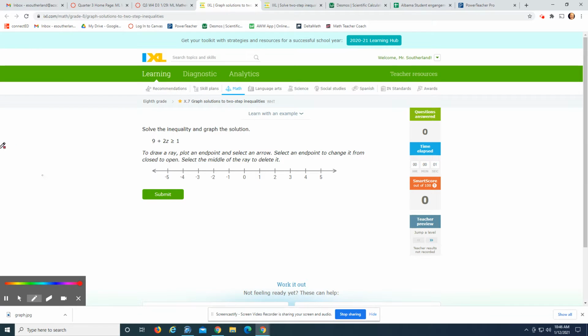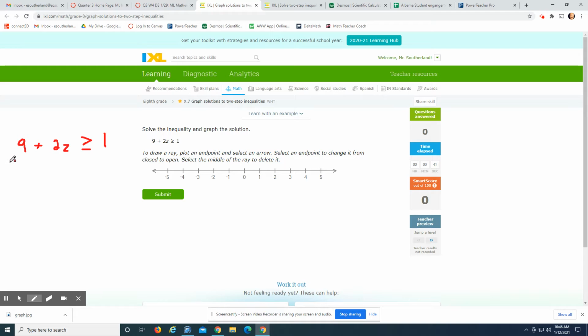So, two-step inequalities. This one says 9 plus 2z is greater than or equal to 1. You solve these just like regular equations. The only difference is if you flip the equation over, where you put what's on the right side on the left side and what's on the left side to the right side, you have to flip the symbol. And if you divide or multiply by a negative number, you also have to flip the sign.